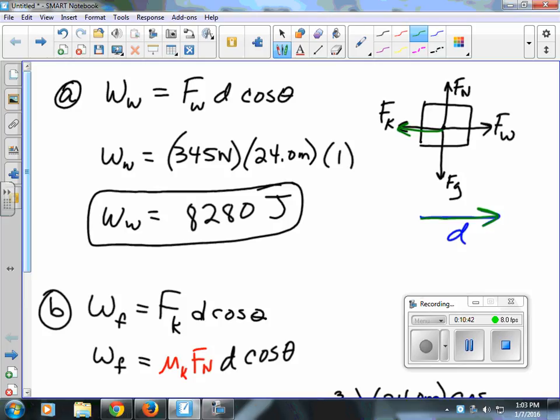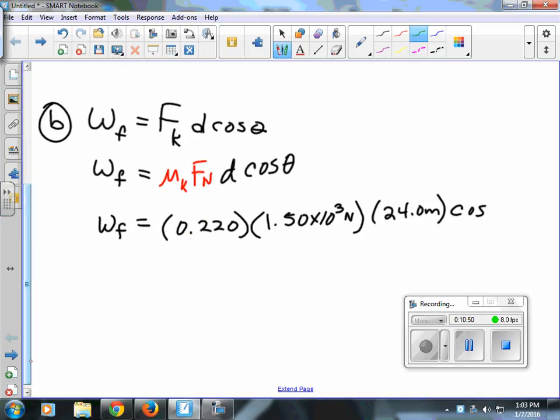Distance is going this way. Friction's going that way. It's a 180-degree angle. Do you see that? It's a straight line. Okay, so cosine of 180. Cosine of 180 is what? Negative 1.